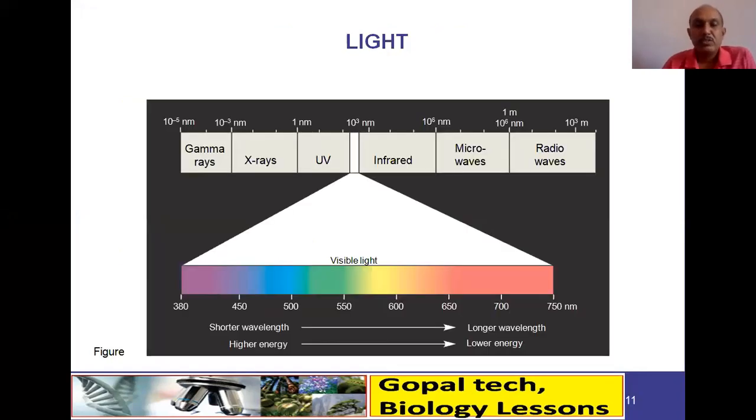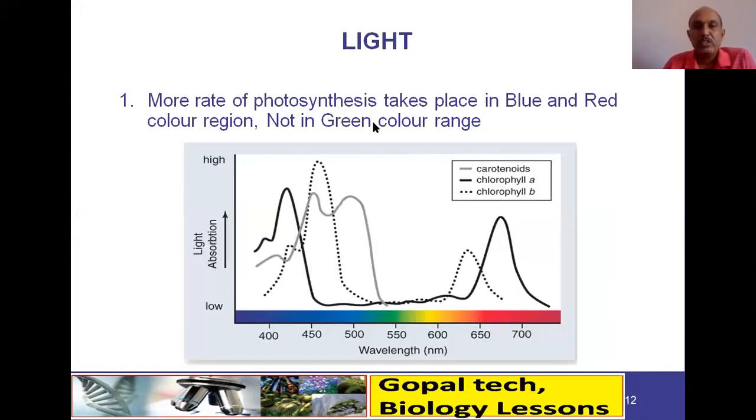See, this is the range of sunlight. Okay, here is visible light. So the photosynthesis takes place in the presence of visible light, and this is its wavelength. See, the higher rate of photosynthesis takes place in the blue range and in the red range, but there is no photosynthesis in the green range of visible light.